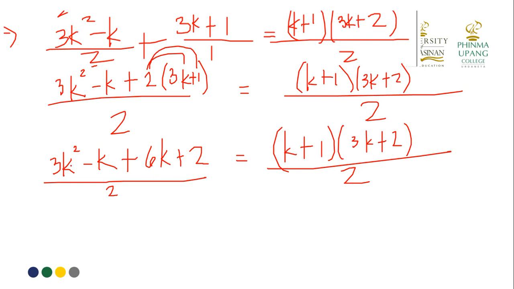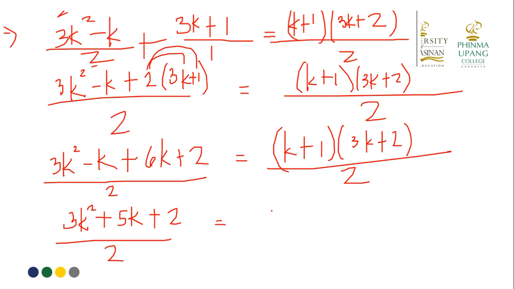Next, 3k squared minus k plus 6k plus 2. What did you notice? Are we allowed to add negative k plus 6k? Yes. Why? Similar terms. They have the same exponent and the same what? Variable. Okay. So what is the answer if you have negative k plus 6k? 3k squared plus 5k plus 2, all over 2.